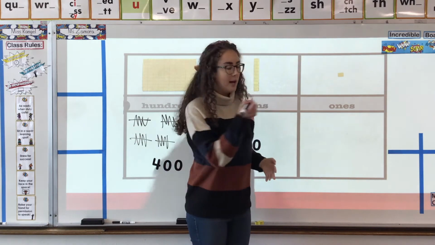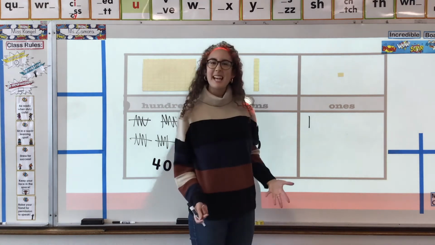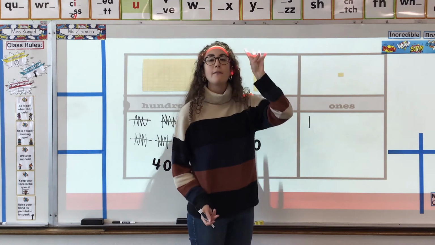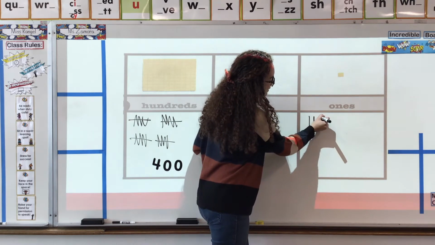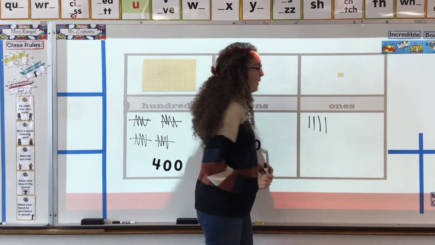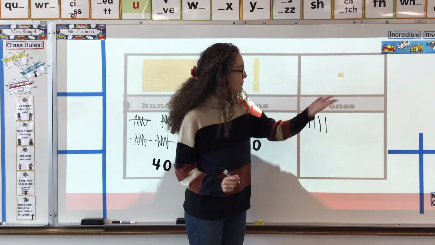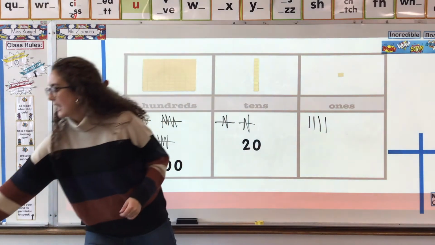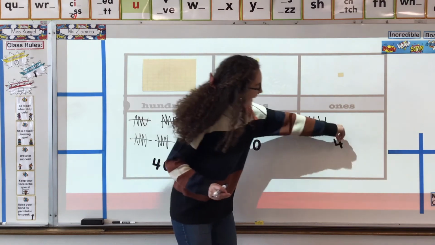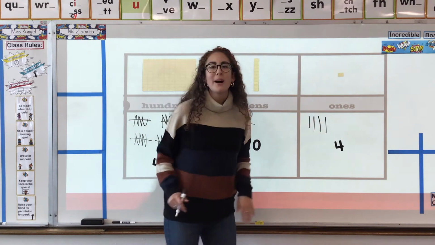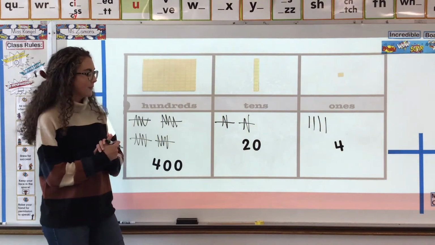And when we draw ones, all we're going to draw is like a tally mark. So let's draw 4 ones. 1 one, 2 ones, 3 ones, 4 ones. And 4 ones is what number? 4 ones? It is 4. 4 ones is just 4.